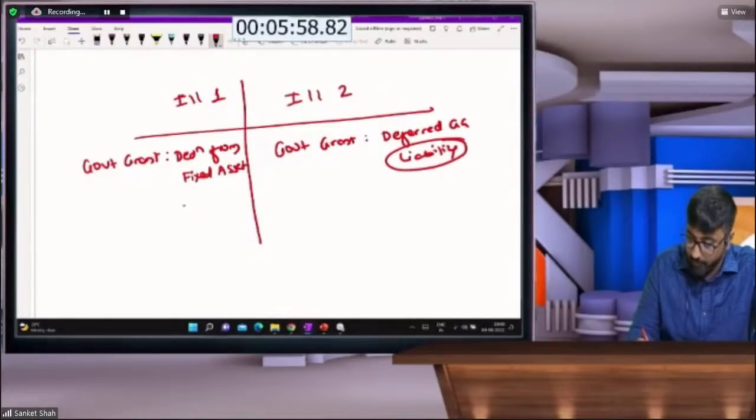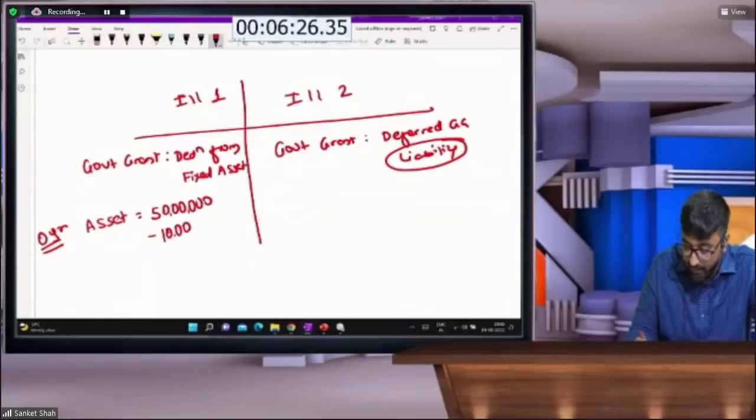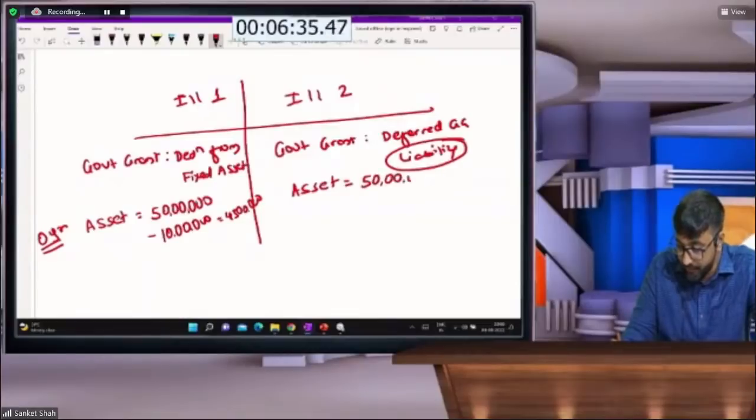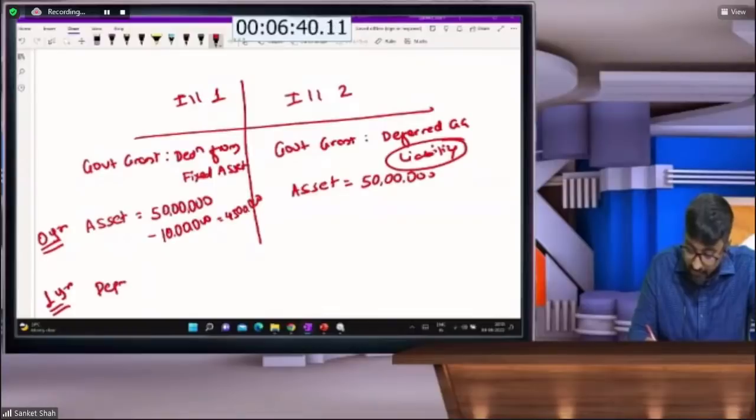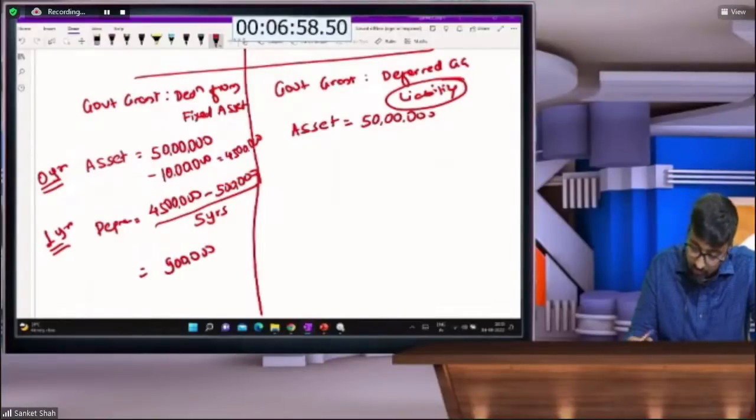Now here, beta, deferred GG means deferred government grant. GG means what? GG means government grant. Asset at year 0 is equal to 50 lakhs minus 10 lakhs, 45 lakhs. And here asset balance is equal to 50 lakhs. First year depreciation: 45 lakhs minus 5 lakhs salvage value divided by 5 years. So depreciation is 9 lakhs. Sorry, this is 40 lakhs. Sorry, my friends, 40 lakhs.